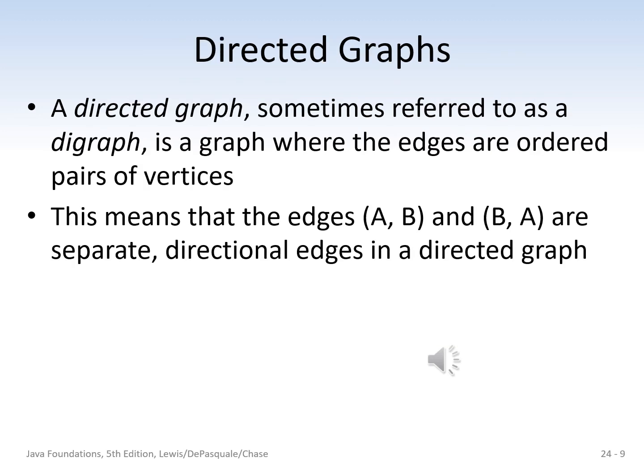Now let's talk about directed graphs. A directed graph, also sometimes referred to as a digraph, is a graph where the edges are ordered pairs of vertices. This means that the edges AB and BA are separate. In other words, they're directional edges in a directed path. Obviously, we're going to look at this in much more detail.